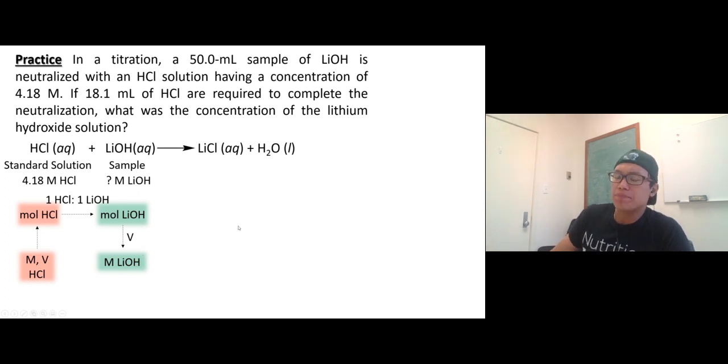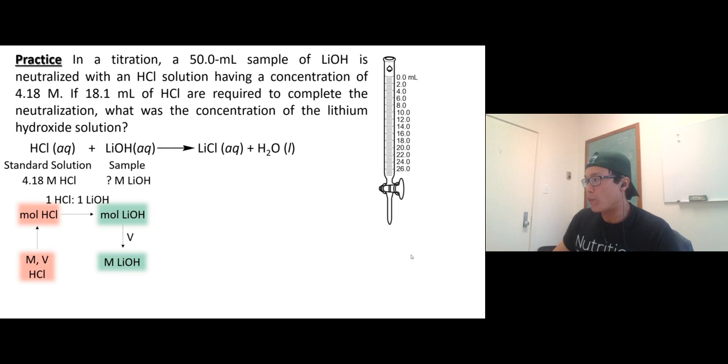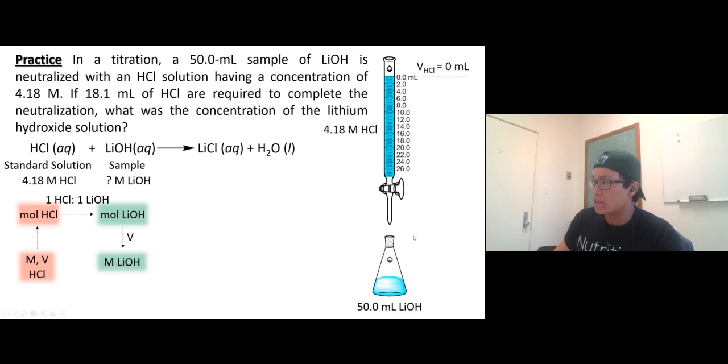So the experiment is going to be like this. Oh, hold on. We have a burette. We have a sample of lithium hydroxide, so we take 50 milliliters of it. And then we add the standard solution, 4.18 molar hydrochloric acid, in the burette, starting at 0 right there. All right. And then, before you start the experiment, don't forget the indicator.